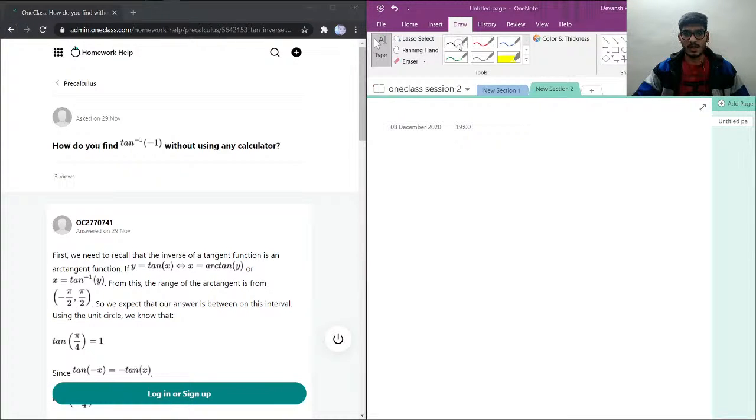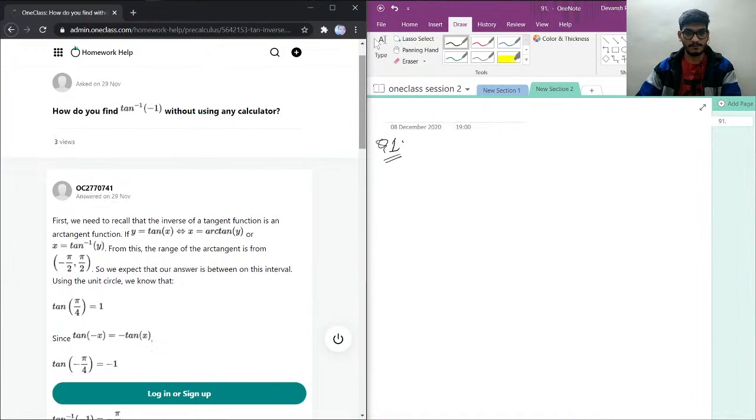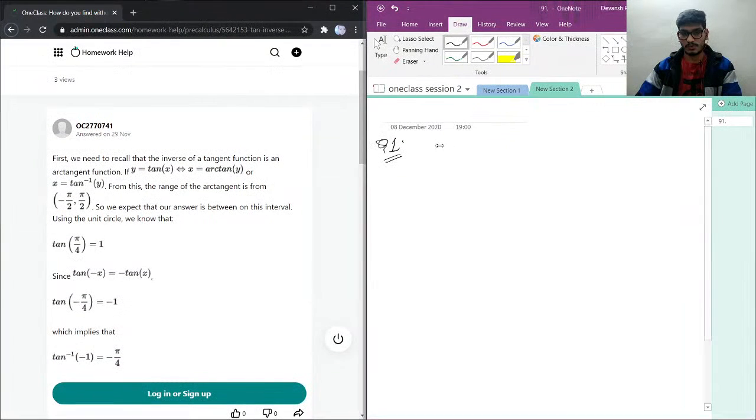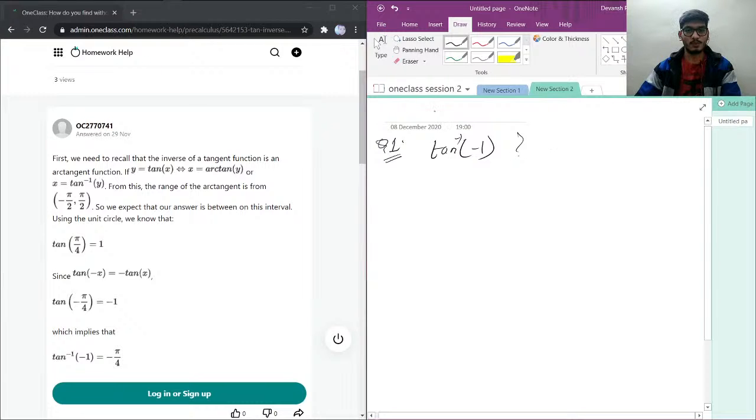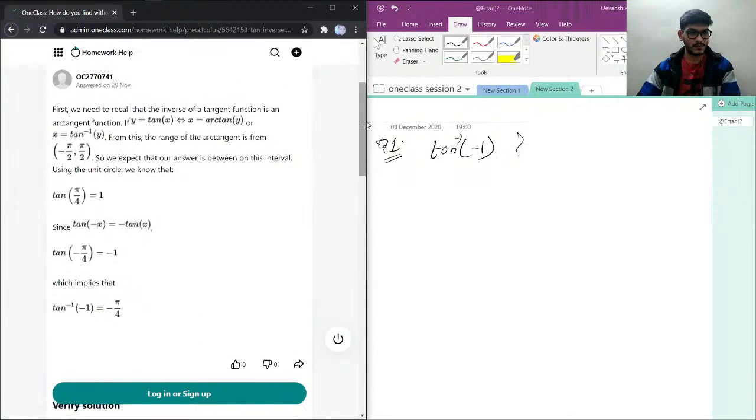So here we have question number one. It states: how do you find tangent inverse of negative 1 without using any calculator? We need to find the value of tangent inverse of negative of 1, and let's see what the solution is given here.